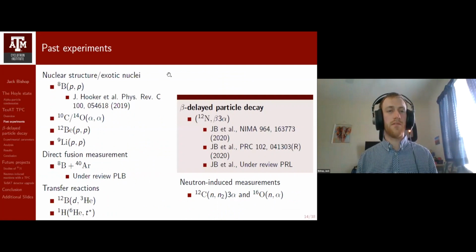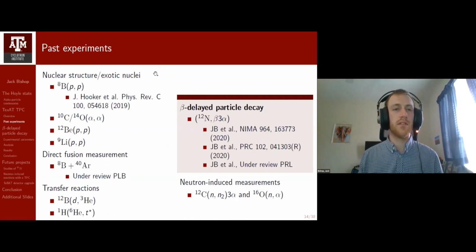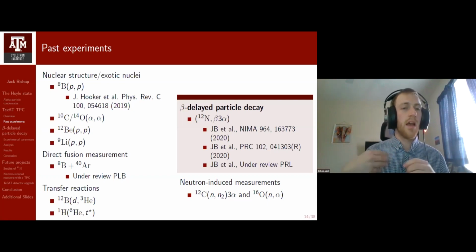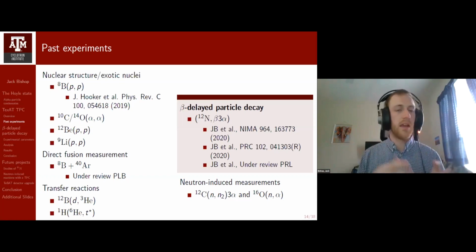So we studied a vast array of various things using TexAT. One of the key things, the key workhorse really, is looking at nuclear structure and exotic nuclei, where we do thick target inverse kinematics. We get some sort of interesting radioactive beam, and we're looking at how it interacts with our gas of interest, usually methane, isobutane, some sort of helium-CO2 mixture. And there's a wide variety of those.